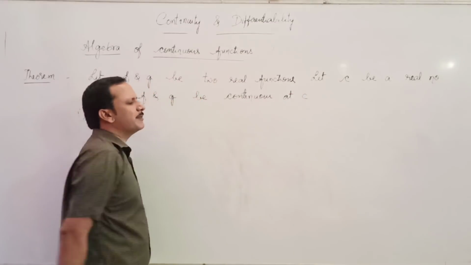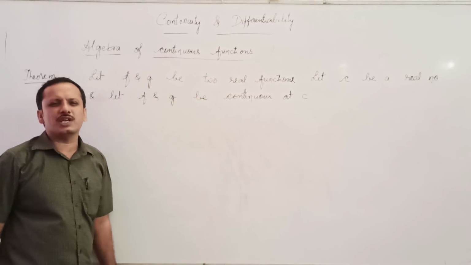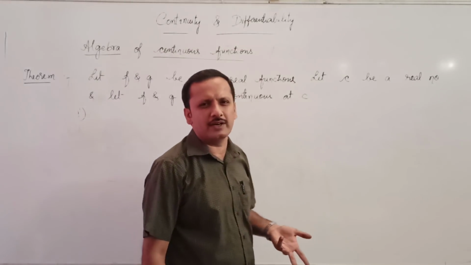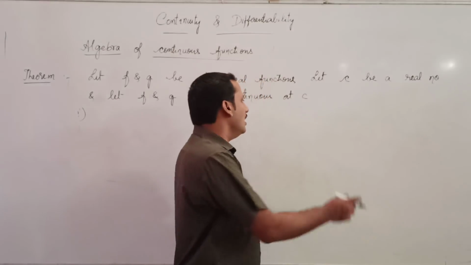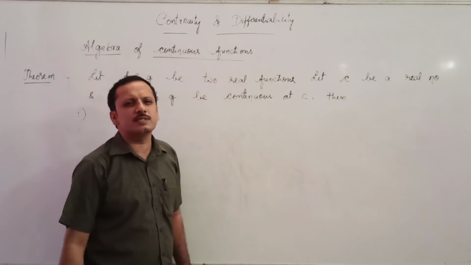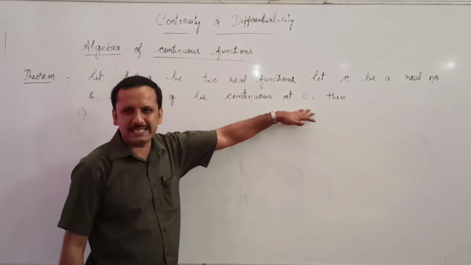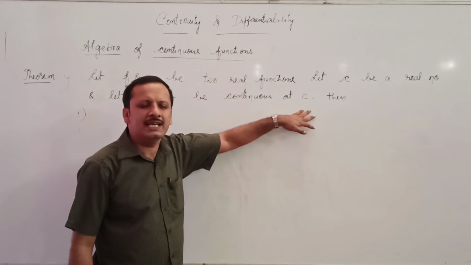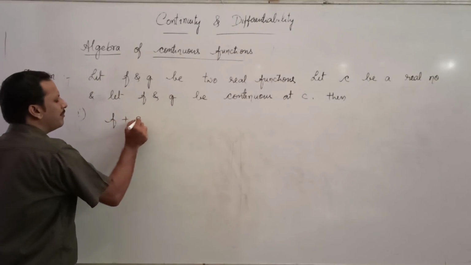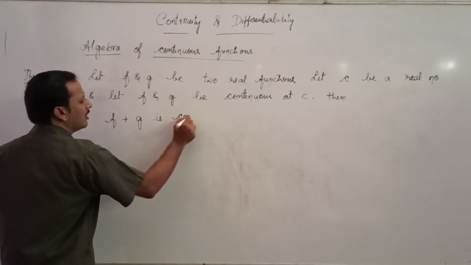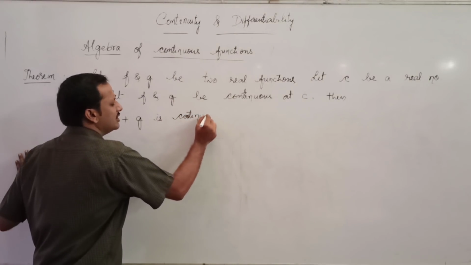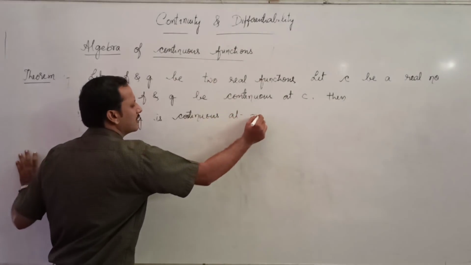At this particular point c, f and g are two real functions. c is any real number. In other words, c is any point in the domain of f and g, where the functions f and g are continuous at x equal to c. At that point c, the function f as well as g is continuous. Then we can say f plus g is continuous at x equal to c.